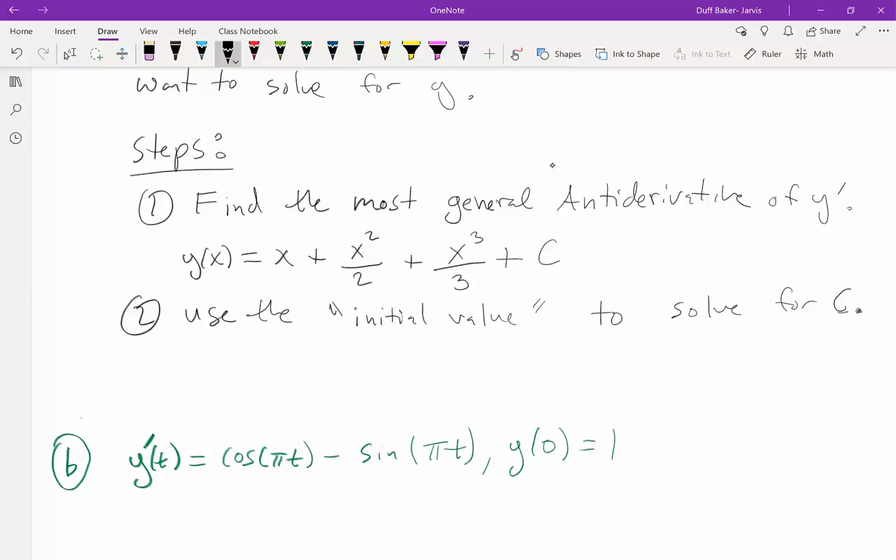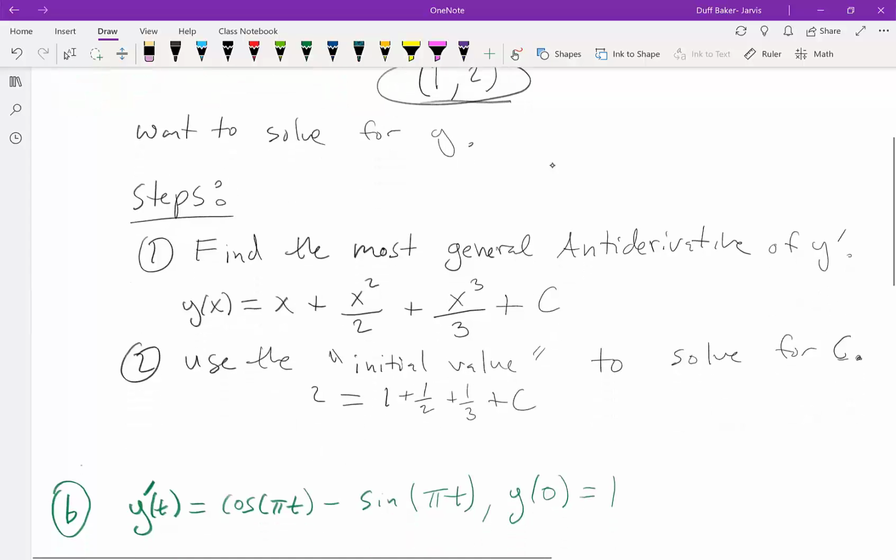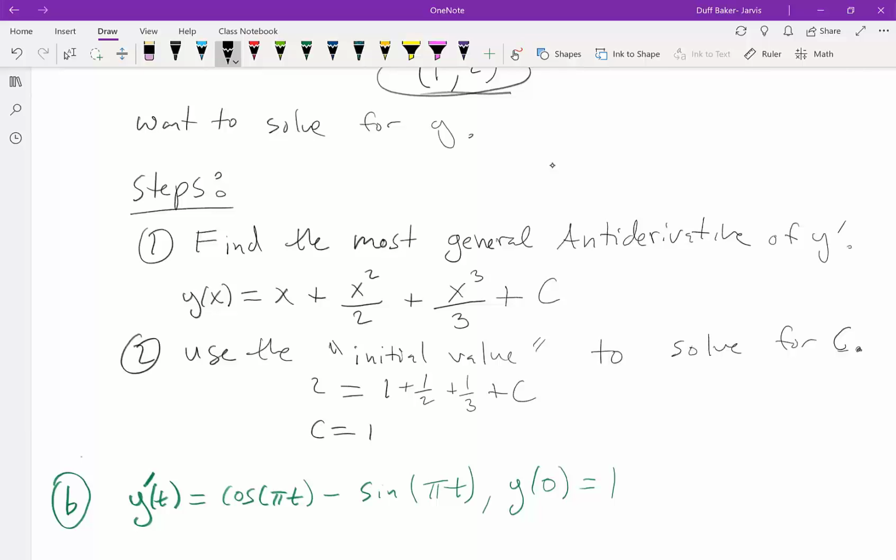And so here, we said that y of 1, which is 2, well, we plug 1 in because x was 1, right? So we plug 1 in, so it'd be 1 plus a half plus a third plus c. So, really we end up with this equation. We plugged 2 in for y, and we plugged 1 in for x, and then we solve for c. So c will be 1 minus a half minus a third.